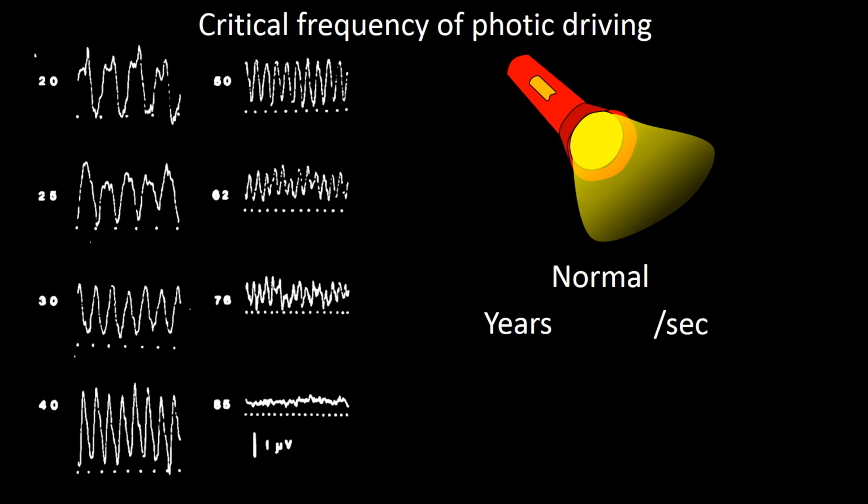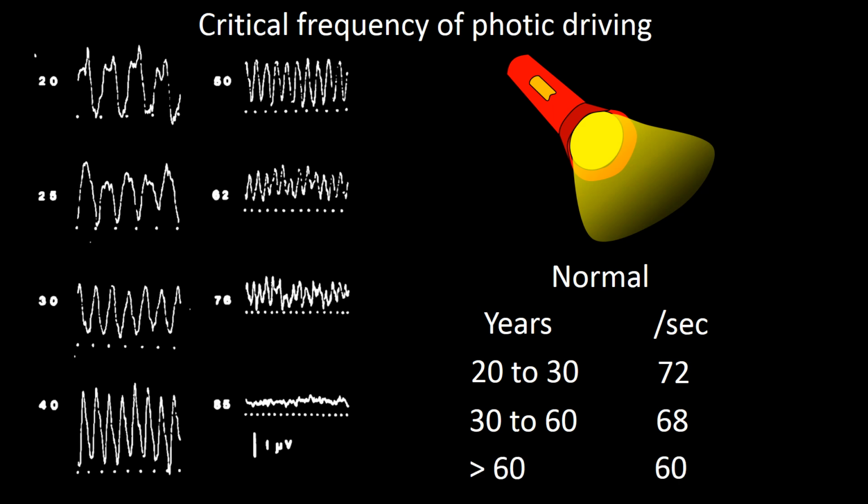The normal critical frequency of phonic driving changes with age. From 20 to 30 years of age, it is 72. From 30 to 60 years of age, it is 68. And after 60 years of age, it is 60.